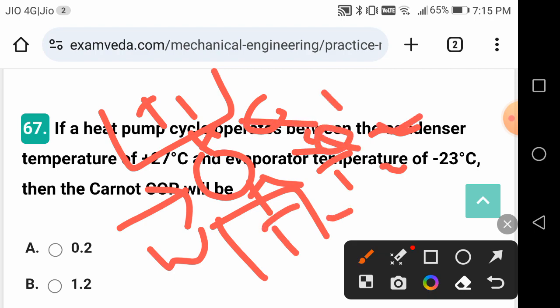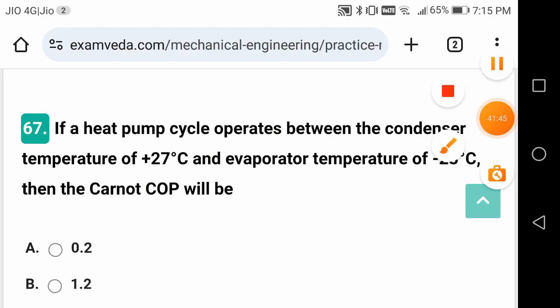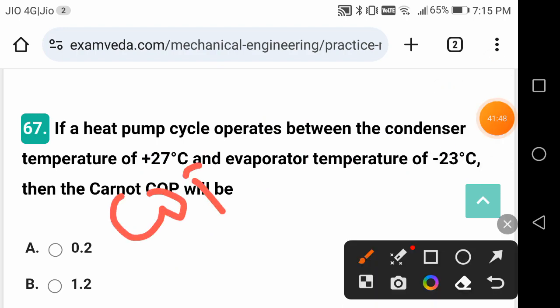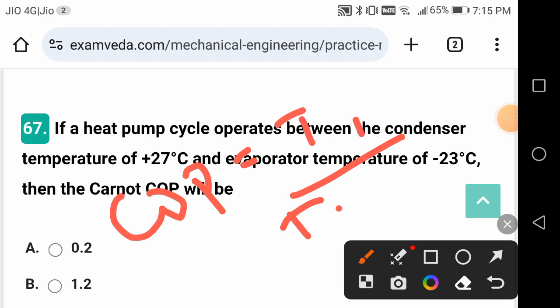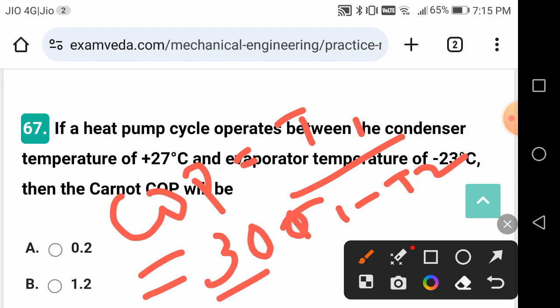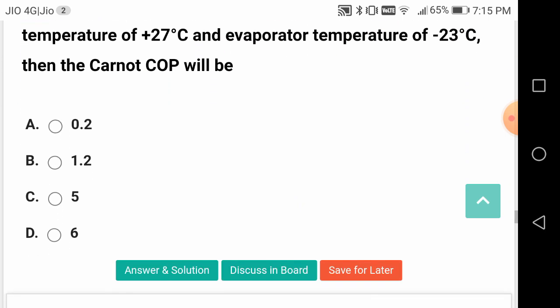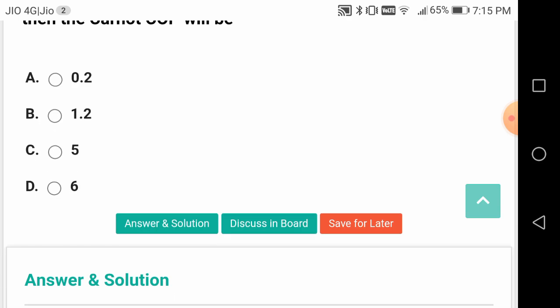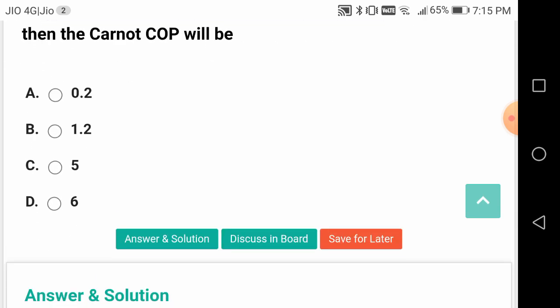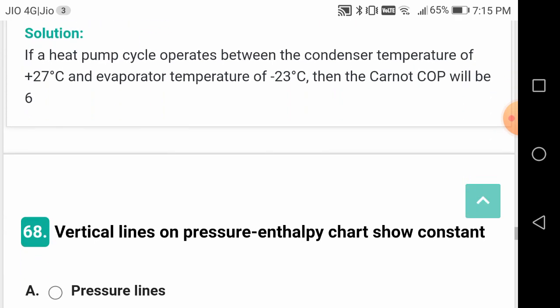So this is T2. We need to find out T1 by T1 minus T2. That is equal to 300 by 50. Difference in temperature, 27 minus of minus 23 is 50. 300 by 50, that is 6. Had it been a refrigerator, it would have been 5. Less by 1.